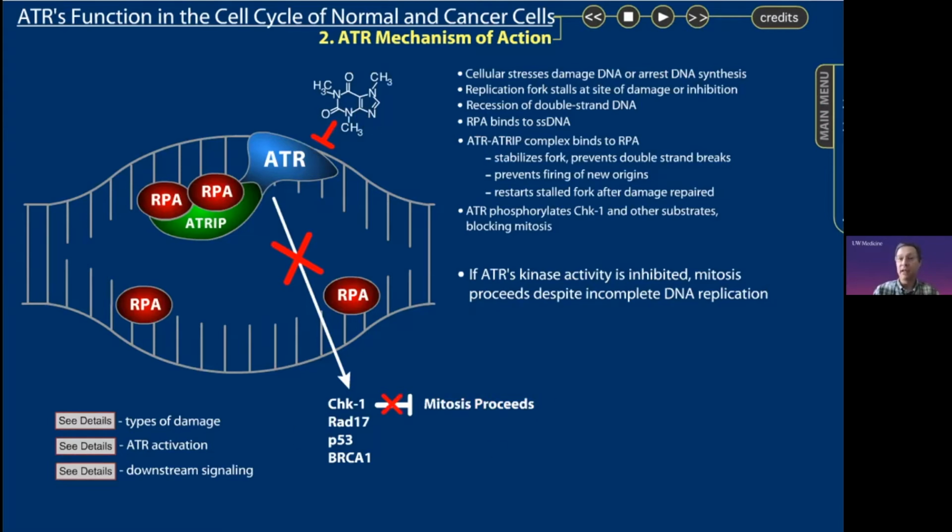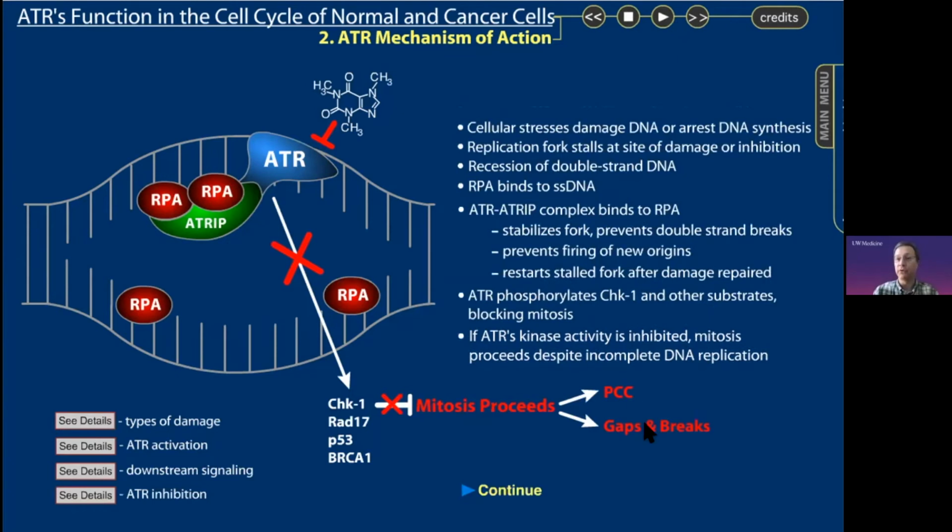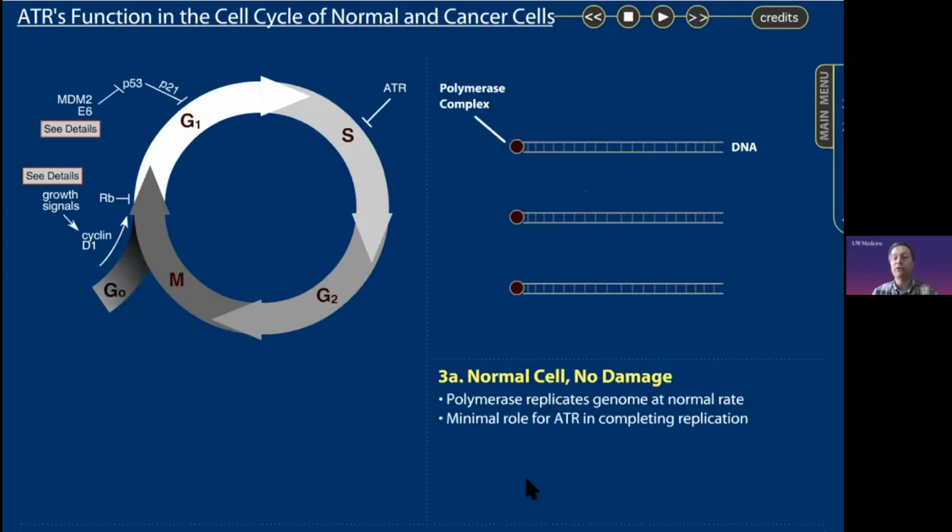But if ATR is inhibited, then mitosis actually proceeds with these problem zones, and you either get premature chromatin condensation, which I showed you, which is massive problems as you enter mitosis, or you get individual chromosomal gaps and breaks, which are survivable and are sort of hallmarks of cancer cells, indicating that this pathway isn't always completely working optimally. Now let's put these two things together.